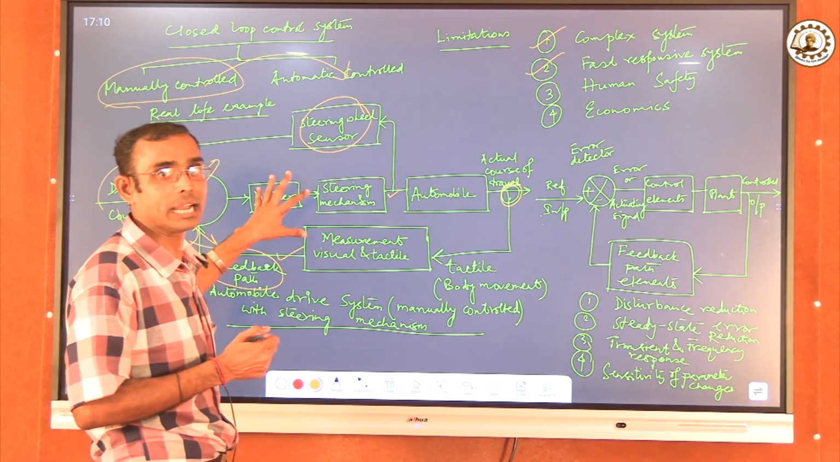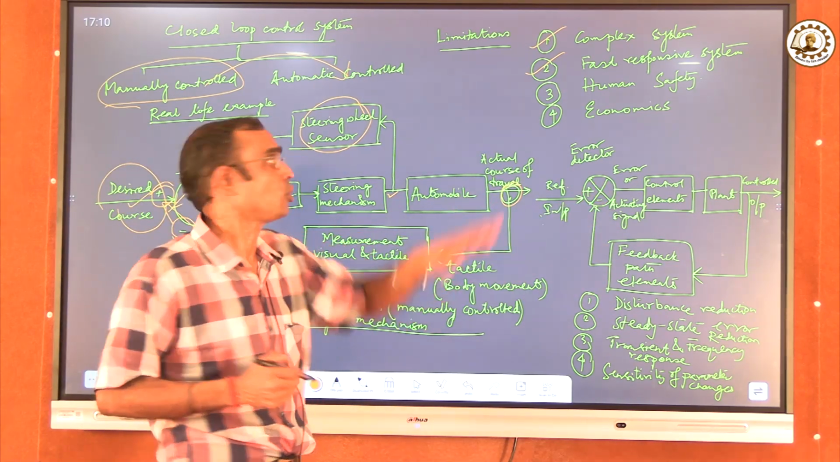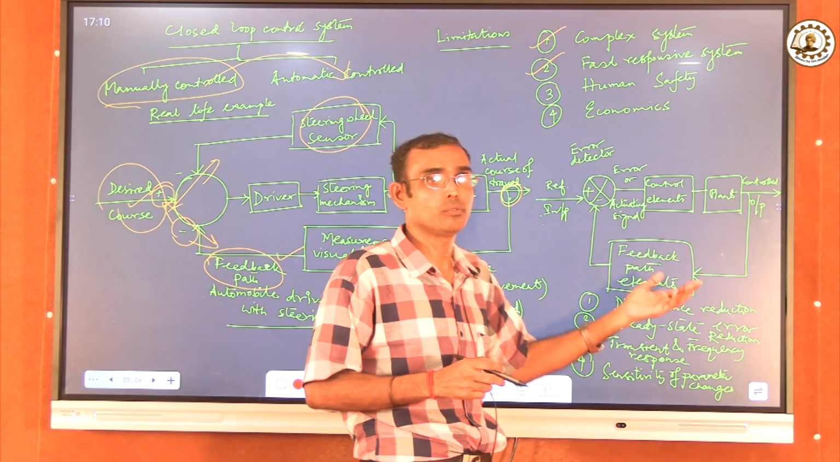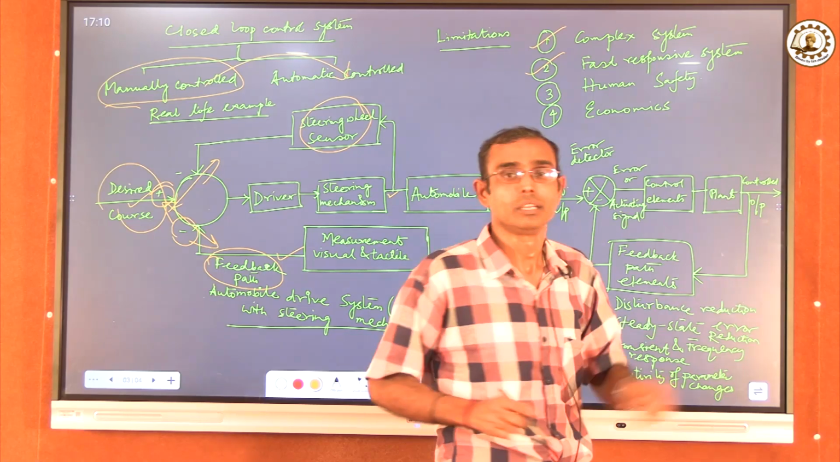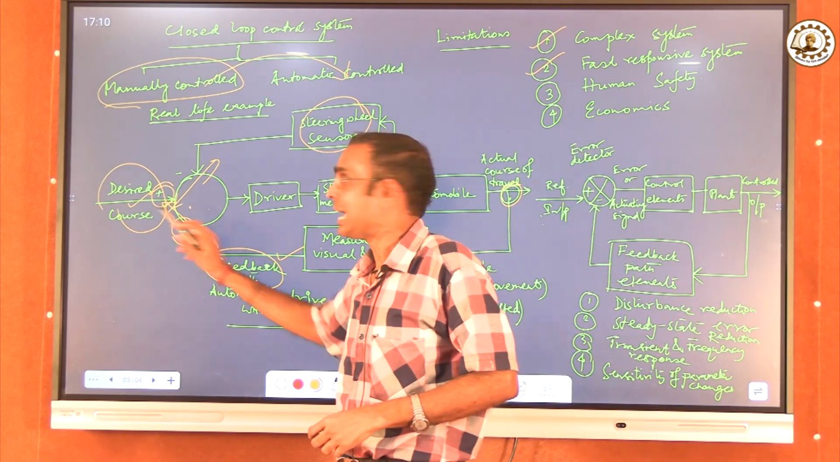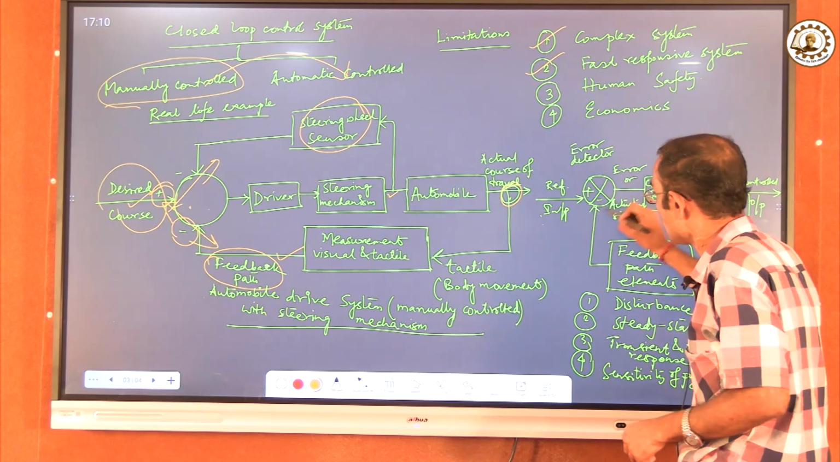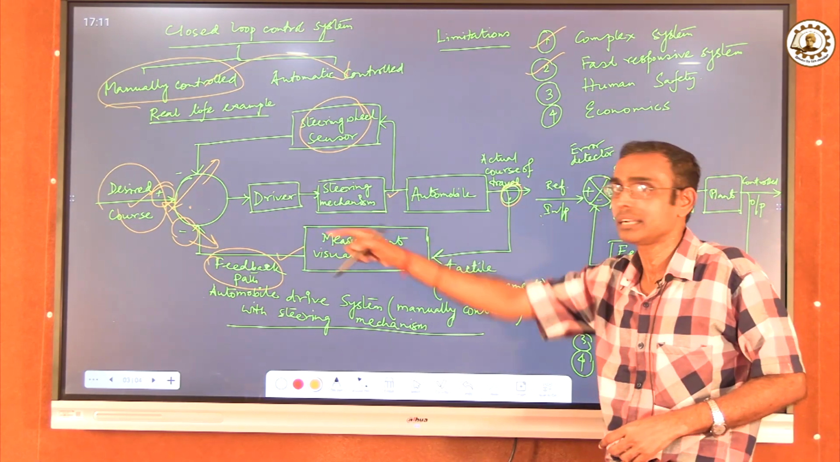So from this diagram, we just convert this diagram into a generic automatically controlled closed loop system, which is shown over here. What we are seeing over here, this diagram has been modified into this. Here, this comparator with this desired course is shown. This is the comparator, the same thing which I have shown in the last diagram.